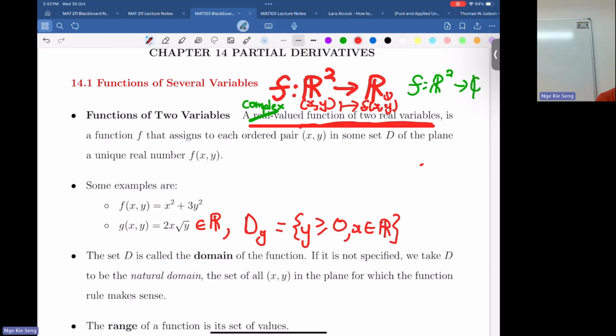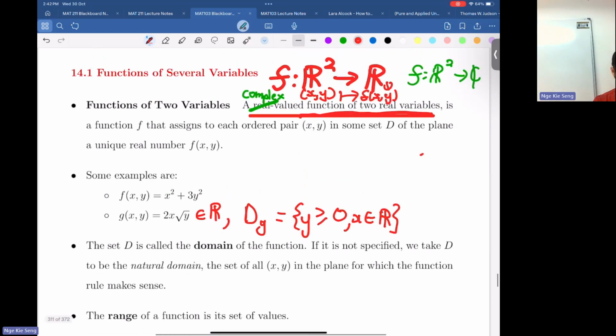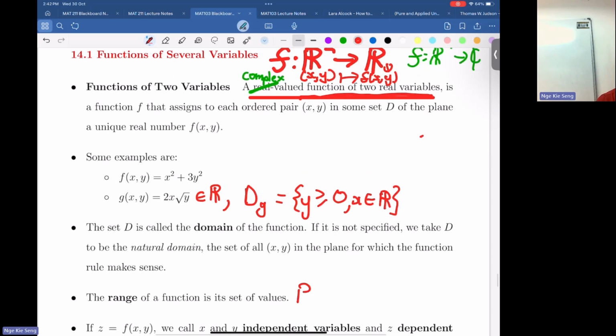And then how about range? Range of a function. So the range of a function is the set of all values. So how to write these? For example, the range of G is what? All the G(x, y) such that x and y live in the domain.